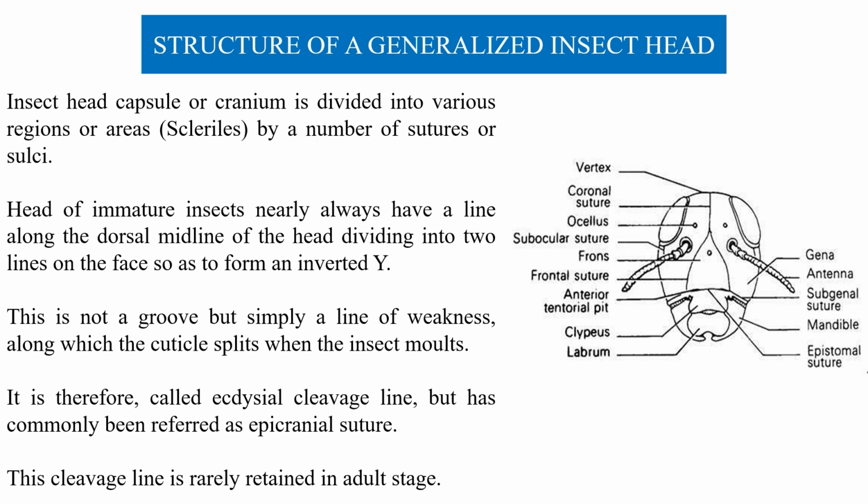Structure of a generalized insect head. The insect head capsule or cranium is divided into various regions or areas, sclerites, by a number of sutures or sulci. The head of immature insects nearly always has a line along the dorsal midline of the head dividing into 2 lines on the face so as to form an inverted Y. This is not a groove but simply a line of weakness, along which the cuticle splits when the insect molts. It is therefore called the ecdysial cleavage line, but has commonly been referred to as the epicranial suture. This cleavage line is rarely retained in the adult stage.